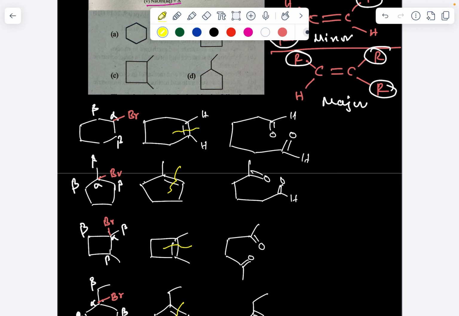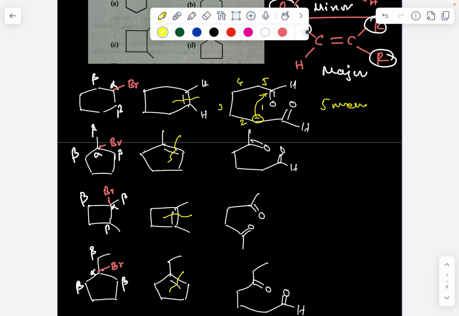So here the alpha nucleophile of the system is going to attack, therefore the ring form will be formed. So what is the ring form? 1, 2, 3, 4, 5. So here I got the 5-member ring. So in this, the alpha system is going to attack this particular nucleophile. So this concept is nothing but intramolecular aldol condensation reaction.